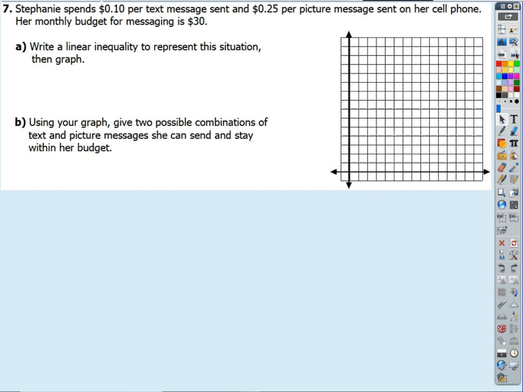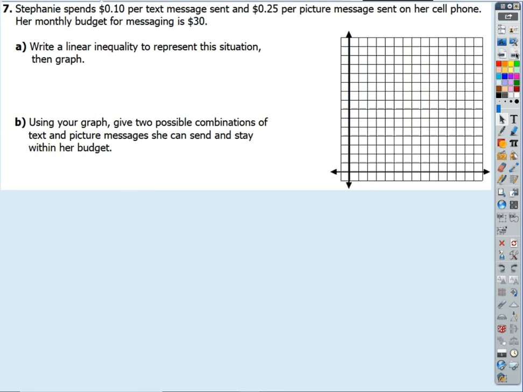But I know this is probably the hardest thing we do in math, right? Is our applications in math. So the more practice we get, the better we're going to be. What about this one? Stephanie spends 10 cents per text message sent and 25 cents per picture sent on her cell phone. Her monthly budget for messaging is $30.